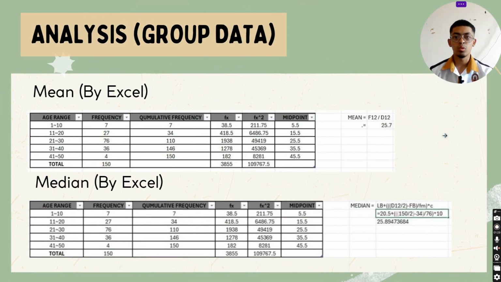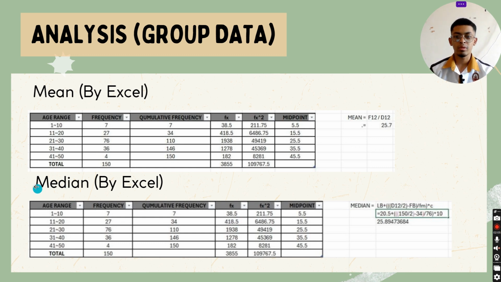Next, we compare it to the analysis in Excel. The downside of Excel is that we need to type the actual formula to do the calculation for the grouped data. As we can see here, to find the mean, we need to type the formula, which is F12 divided by D12, where F12 is the sum of fx and D12 is the sum of frequency. We get the answer 25.7, same as the calculation.